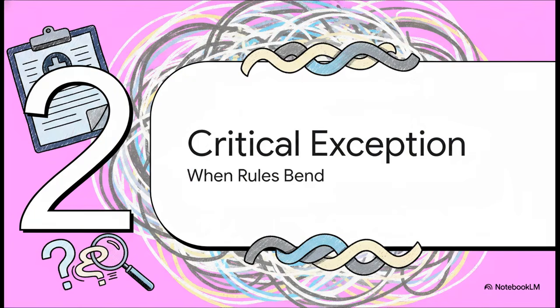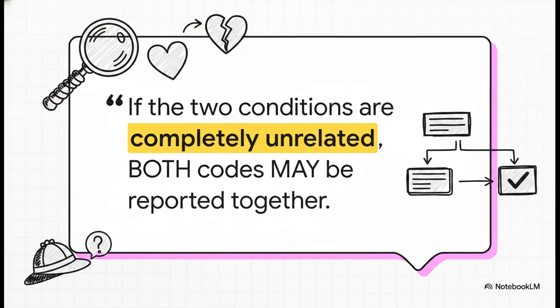Moving on to section 2, the critical exception. But let's be real for a second. Anyone who's actually reviewed medical records knows that patient care is rarely ever that black and white. So here is the massive unless to our Excludes rule. The guidelines explicitly state, if the two conditions are completely unrelated, both codes may be reported together.